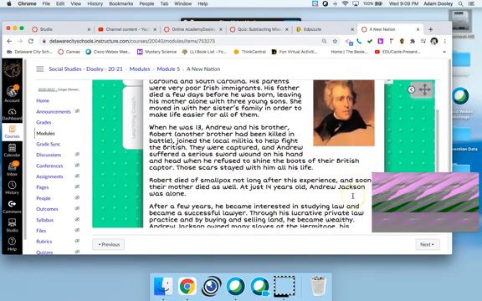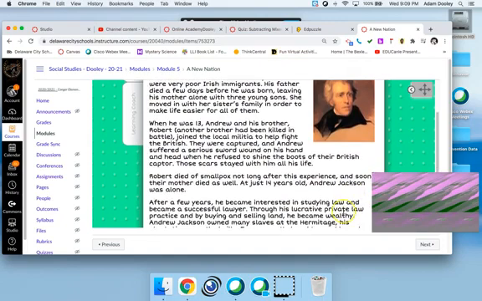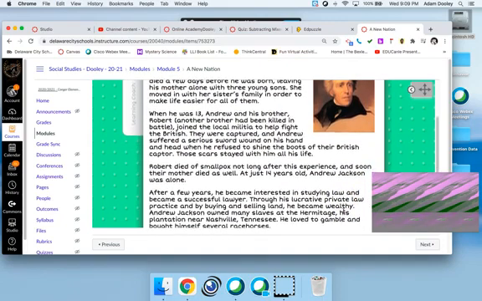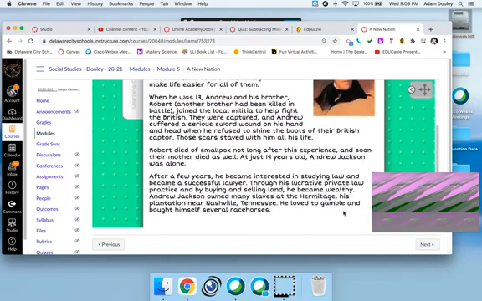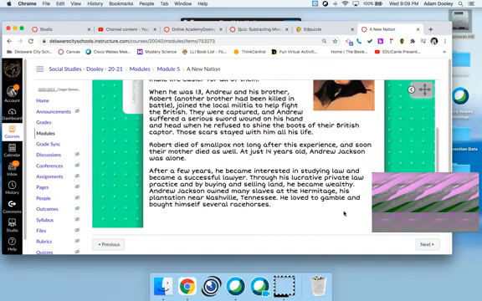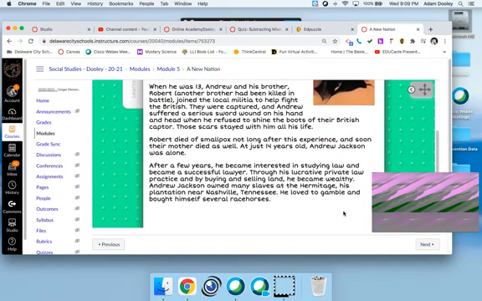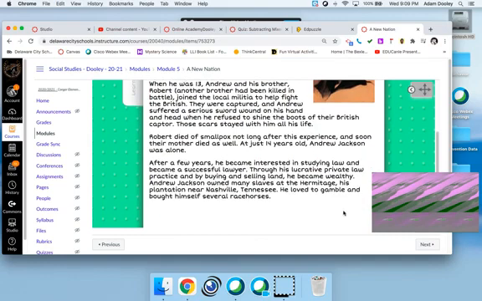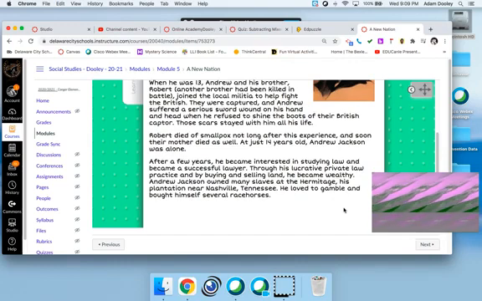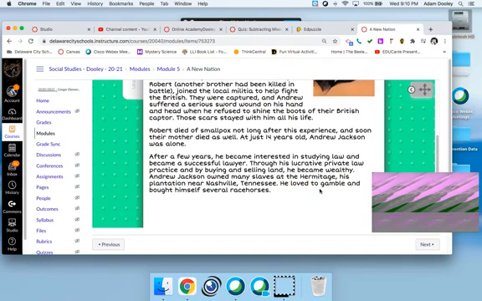When he was 13, Andrew, his brother Robert, and another brother who had been killed in the battle joined the local militia to help fight the British. They were captured, and Andrew suffered a serious sword injury on his hand and head when he refused to shine the shoes of the British captor. Those scars stayed with him for his entire life. Robert died of smallpox not long after his experience, and soon their mother became ill and died as well. At just 14, Andrew was all alone.